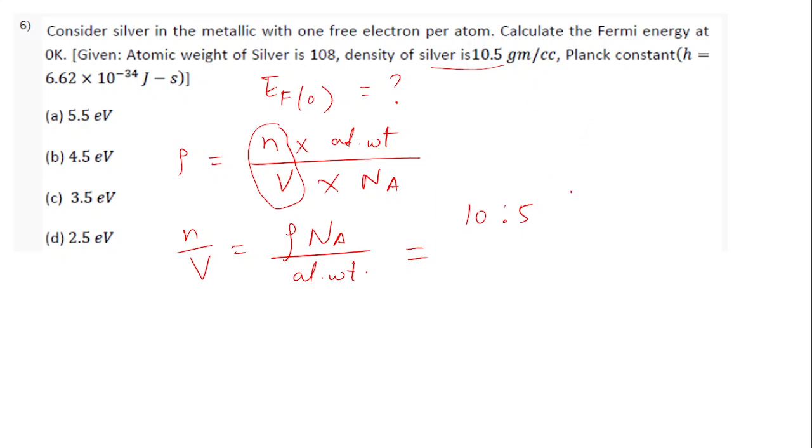Density of silver is 10.5 gram per cc. Okay. Other things are in SI unit. Actually, we should keep this also in SI unit, I think. In that case, gram, wait just a minute.